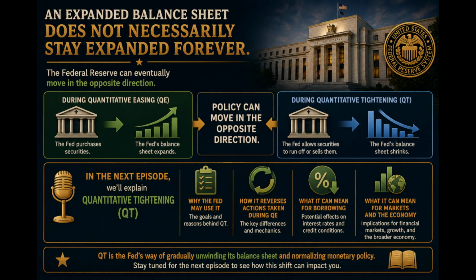An expanded balance sheet does not necessarily stay expanded forever. The Federal Reserve can eventually move in the opposite direction. In the next episode, we'll explain quantitative tightening, or QT, why the Fed may use it, how it reverses some of the actions taken during QE, and what that shift can mean for borrowing, markets, and the economy.